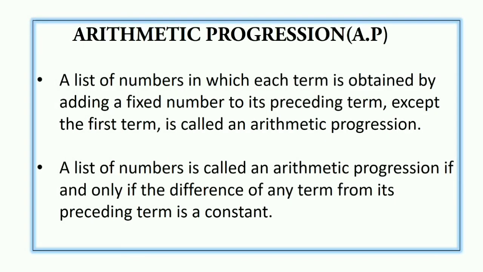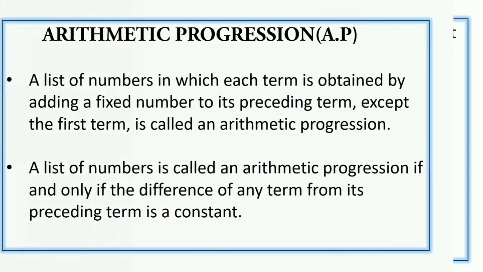Hence, we can define the arithmetic progression as follows. A list of numbers in which each term is obtained by adding a fixed number to its preceding term, except the first term, is called an arithmetic progression. In other words, a list of numbers is called an arithmetic progression if and only if the difference of any term from its preceding term is a constant.